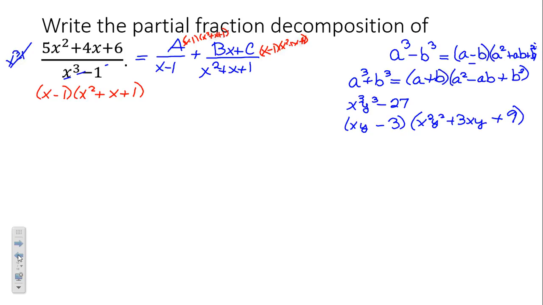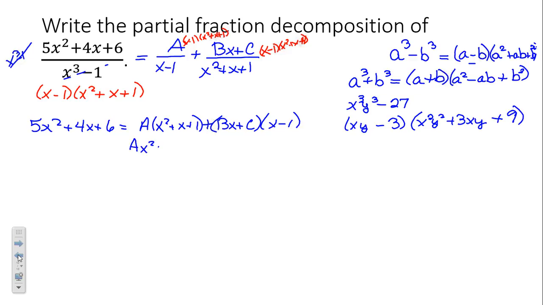Okay, so I'm going to have 5x squared plus 4x plus 6 equals a multiplied by the x squared plus x plus 1, and bx plus c multiplied by the x minus 1. Now we do have an easy number that we could plug in, but we'll still have this mess to contend with, so we're going to just go ahead and FOIL it out. So we'll have ax squared plus ax plus a, and then bx squared minus bx plus cx minus c.